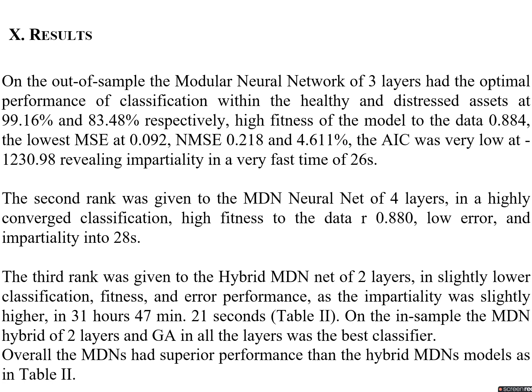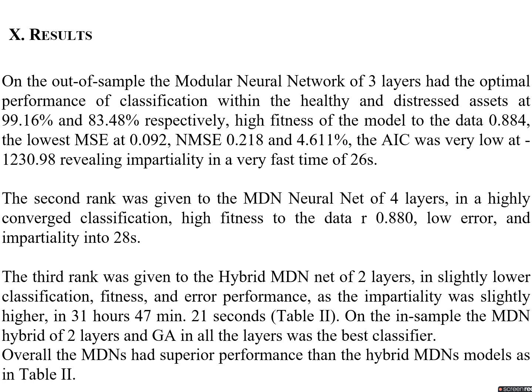And the absolute error 4.6%. The Akaike was very low at minus 1230.98, revealing a very fast time of 26 seconds. The second rank was given to the modular of neural net of 4 layers, and the third rank was given to the hybrid modular of 2 layers.